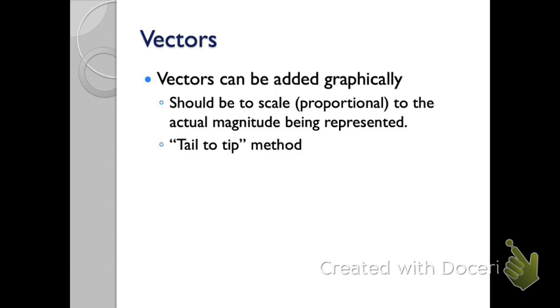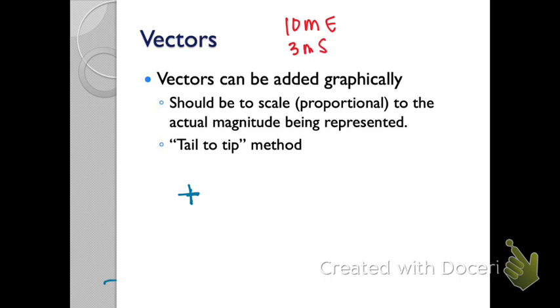We are going to use what's called the tail to tip method. This seems really minor, but it's really, really important. What this method means is that here's my origin. You see how I draw the little crosshairs? That's my origin, where I'm starting. Let's say this guy goes 10 meters east, and he also goes 3 meters south.